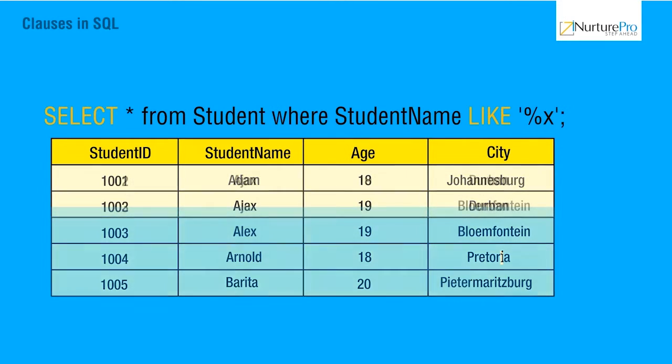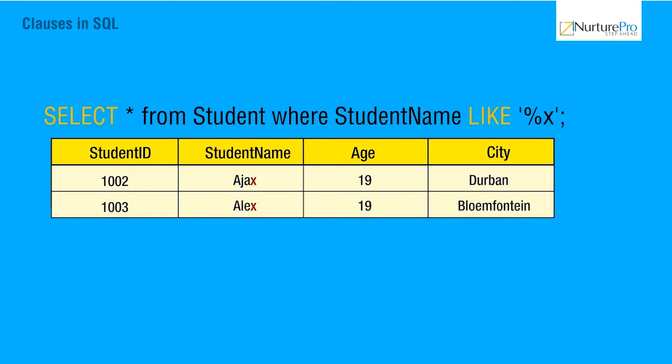Now let us see how to retrieve student names ending with character X. By running the query shown on screen, it will return all records from student table where student name contains X as last character.